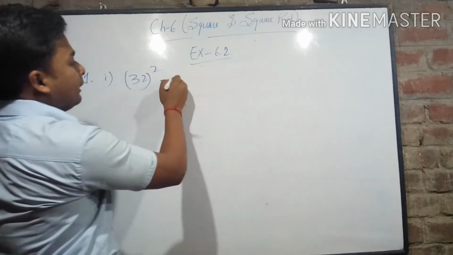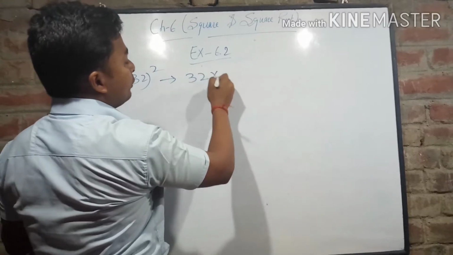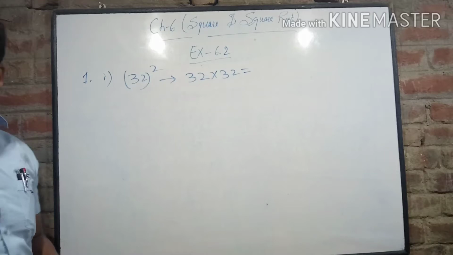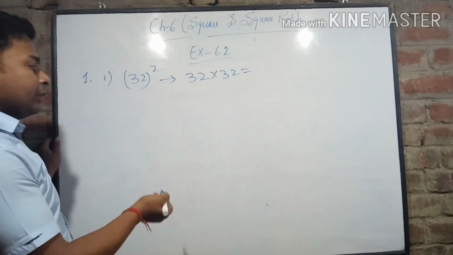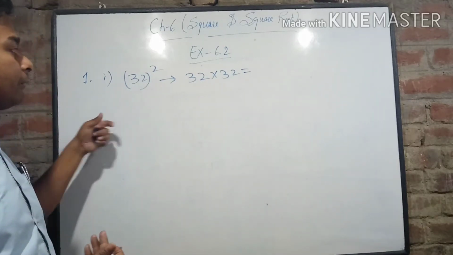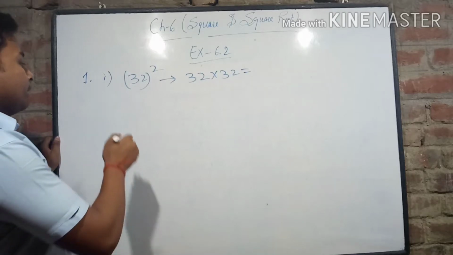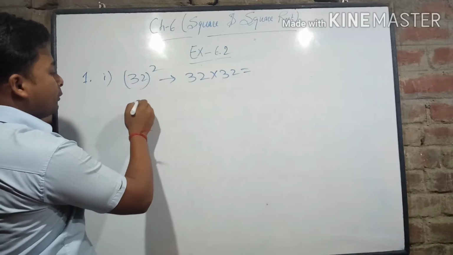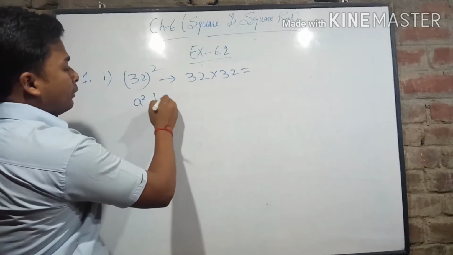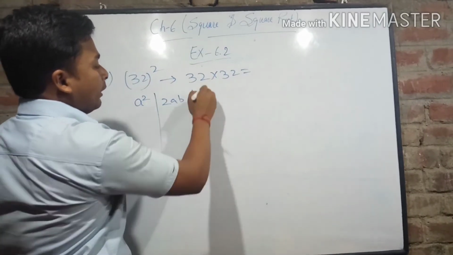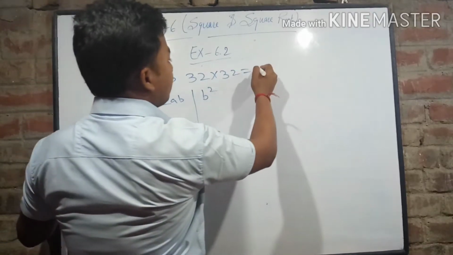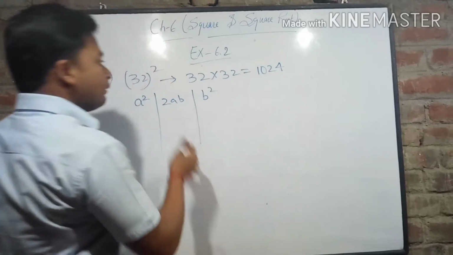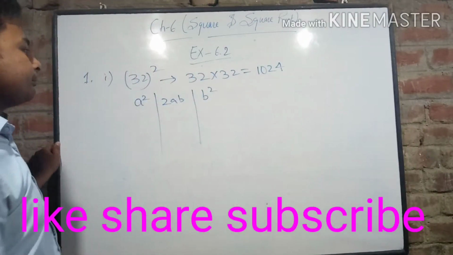The first method says that we will multiply 32 into 32 and we will get the answer. The second method is the column method; yesterday in class we discussed it, so we will go with that. What is (a plus b) whole square? A square, 2ab and b square. The outcome of this will be, I think, 1024. We will verify all the answers together.